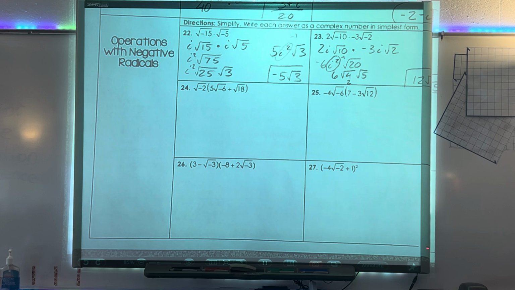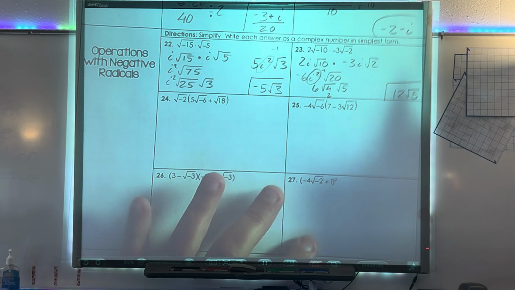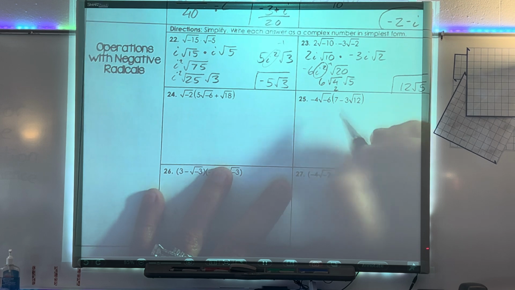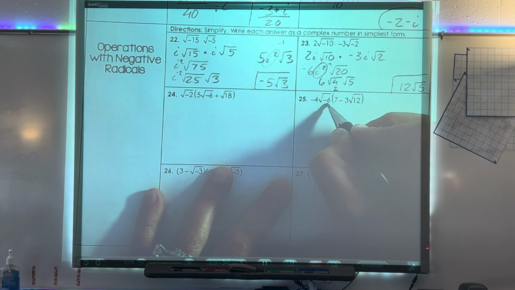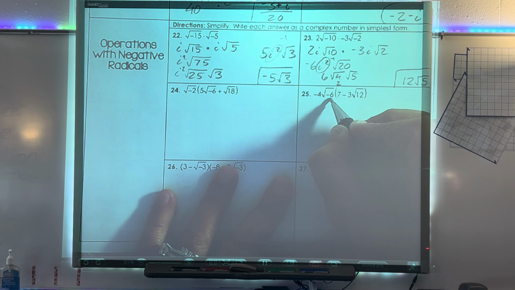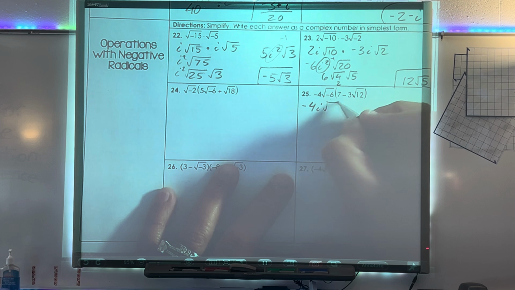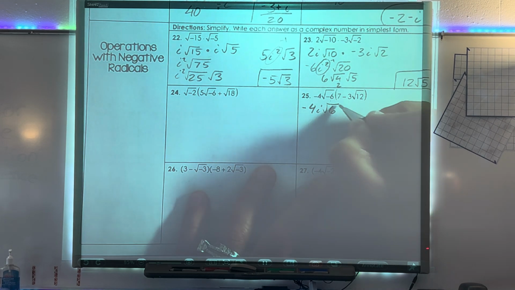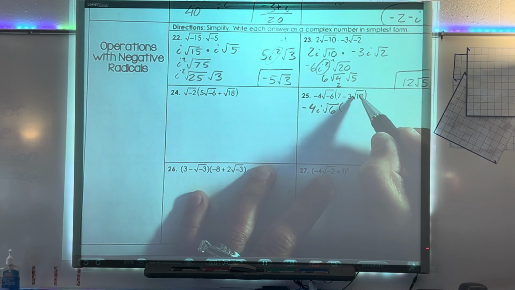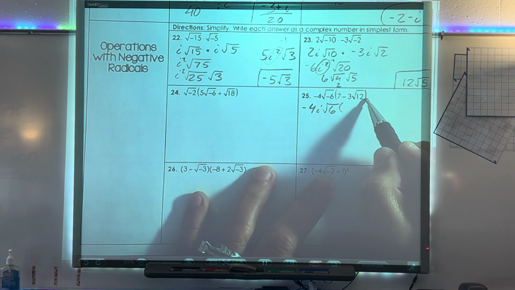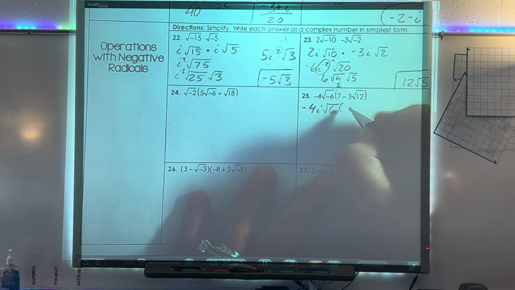Do you wanna look at 24 and 25, or you want me to just jump to 25? Jump to 25. Okay, 'cause 25 looks a little uglier. It does. Alright, so here, I've got my negative 4 is gonna stay, this I has to come out of this, right? Okay, so I've got negative 4I square root of 6. You can simplify that if you want. Y'all wanna simplify it there or wait till the end? I'm gonna end up multiplying anyway, so I think I'll wait. Y'all okay there? 7 minus 3 square root of 12.